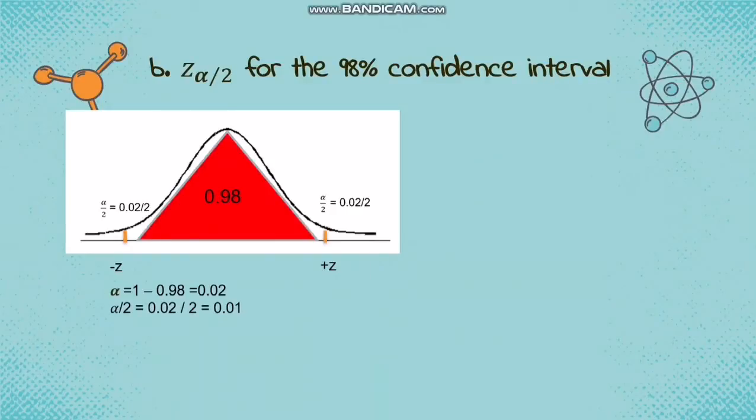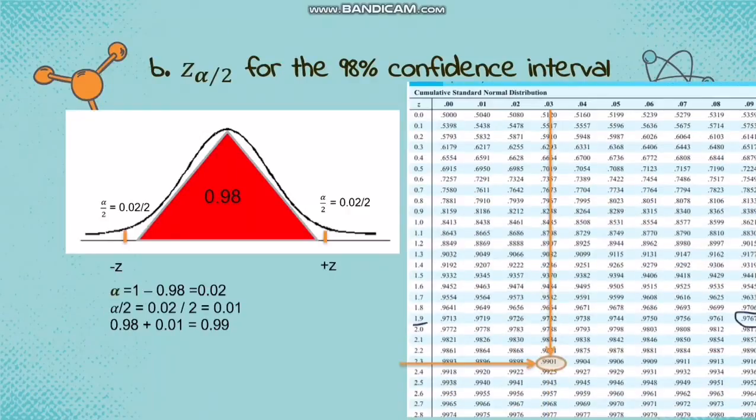Then, let's look now at alpha over 2. Alpha over 2 is equal to 0.02 over 2, which is equal to 0.01, which represents the area in each of the tails. So, 0.98 plus 0.01 is equal to 0.99. So, we want to identify the z-score given an area of 0.99. We need to look for the value of 0.99 in the table, and here it is. So, the value of our z sub alpha over 2 is equal to 2.33.